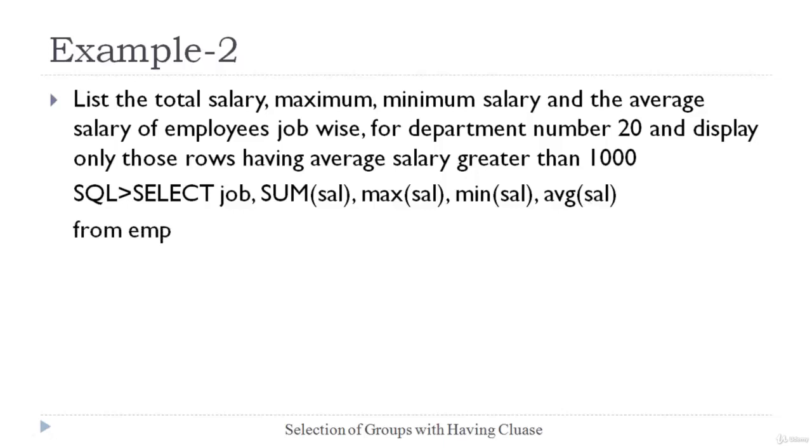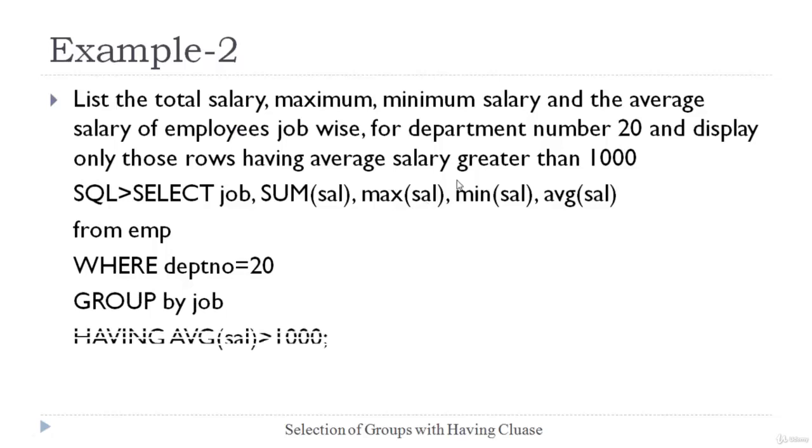table. Then first step will be to select only desired record of department number 20 with where clause as shown here. So where department number equal to 20. Then grouping will be made on job field as shown here, group by job. Then having clause will be added to display only those groups where average salary is more than 1000. So this will be the final query.